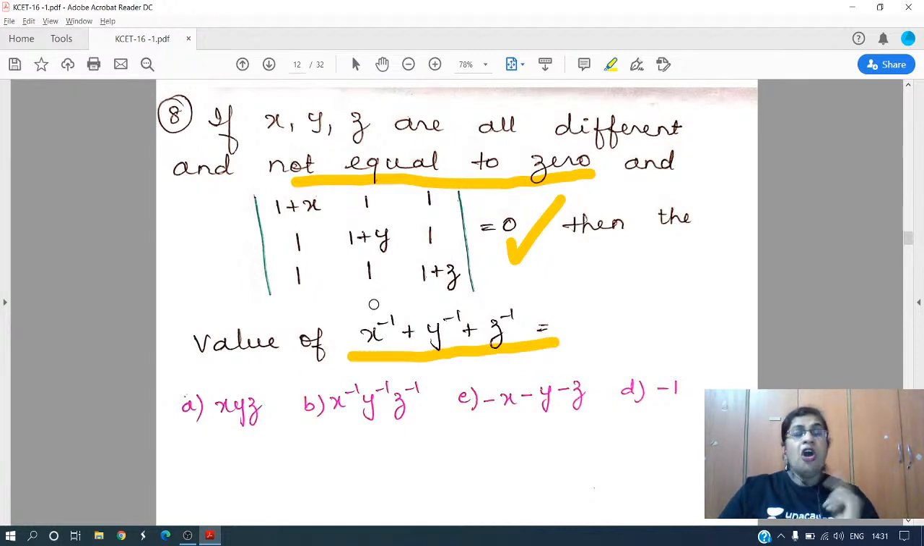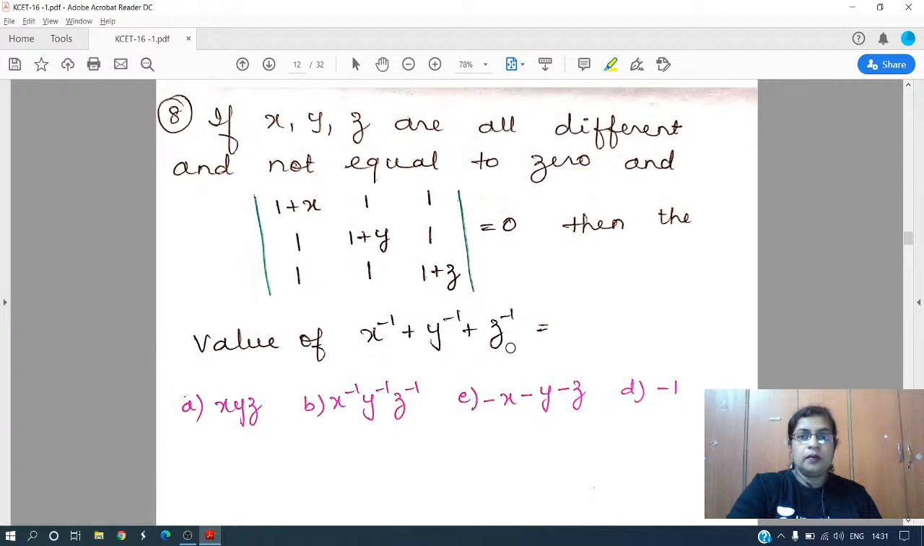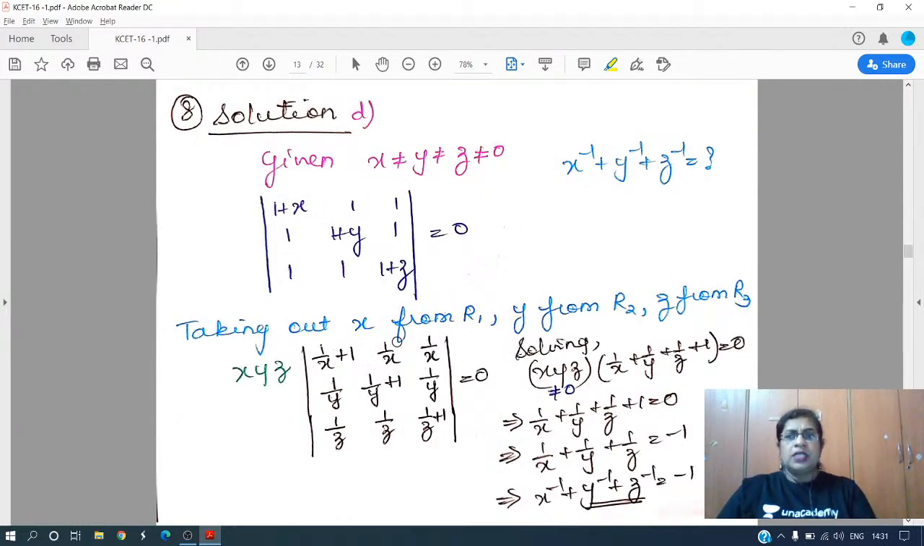x inverse I can write as 1 by x. What is a to the power minus m? It is 1 by a to the power m. So x to the power minus 1 is 1 by x, and here 1 by y plus 1 by z. The question tells me to find the value of 1 by x plus 1 by y plus 1 by z. Let us see what becomes our answer. Here it's given x is not equal to y, not equal to z, and they are not equal to 0. What is given to me is only this determinant equal to 0.